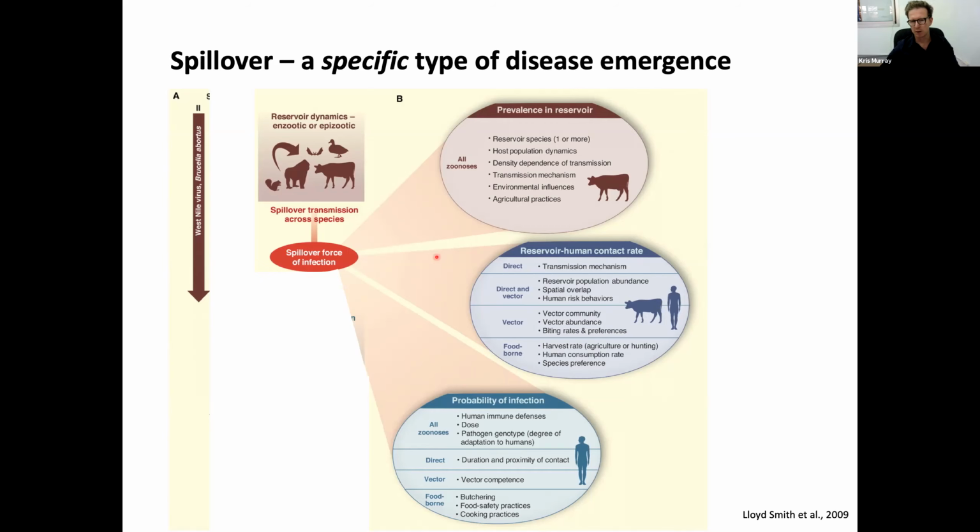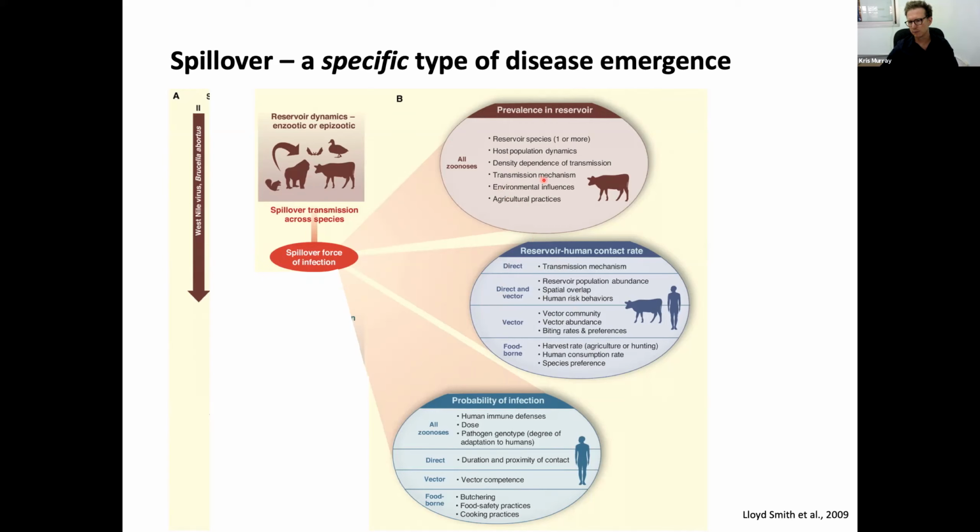wrote this really nice paper about a decade ago now, breaking down this force of infection component, which is exactly the same thing that Joseph was just talking about before with respect to the transmission dynamics of diseases in general, and broken out the different components that are contributing to this spillover force of infection.